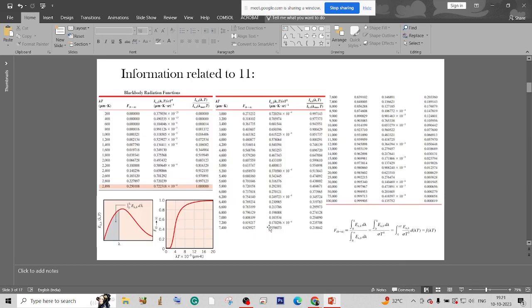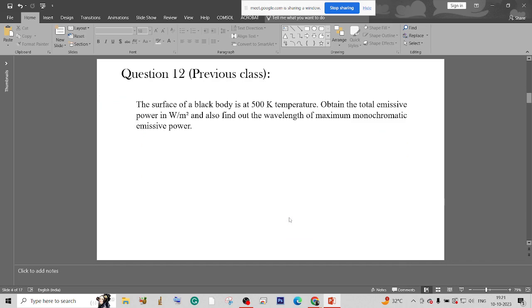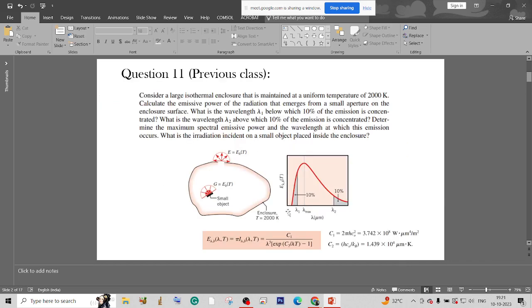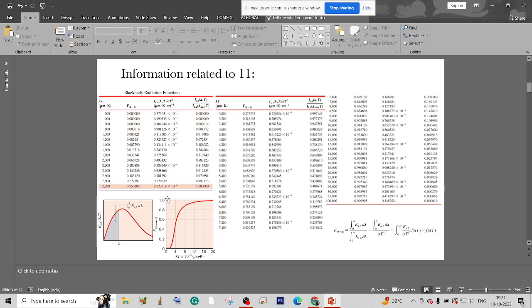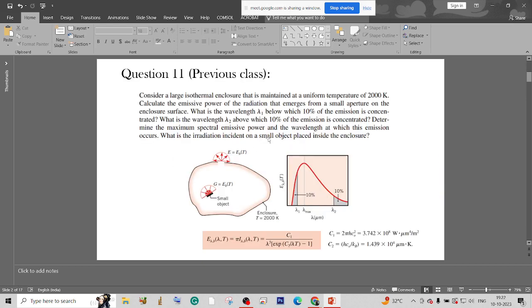For this we can use Wien's displacement law: lambda max T is equal to 2898. By using that, we can get the maximum wavelength. For the maximum spectral emissive power, just put that maximum wavelength into the Planck distribution law. The values are already given to you, so you can get the maximum emissive power from it.